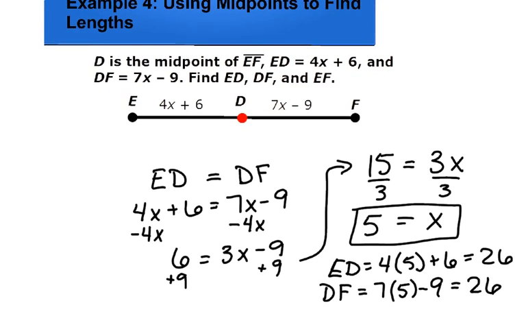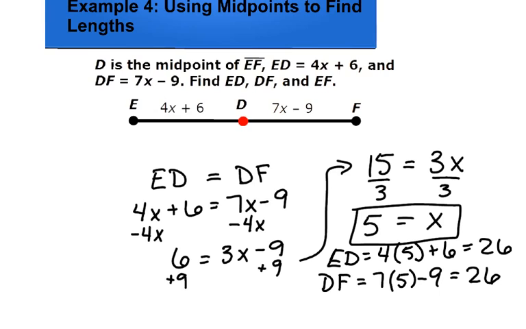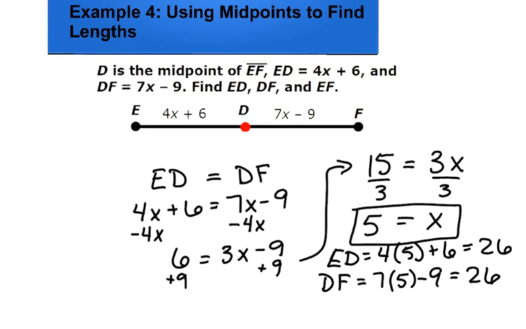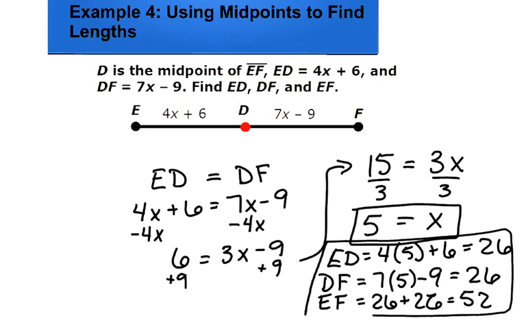Now we can multiply 26 by 2. That's one way of getting EF. Or we can say 26 plus 26 is equal to EF. And that is equal to, let's see, 52. And there we have it. All three things that we were asked to find right there.